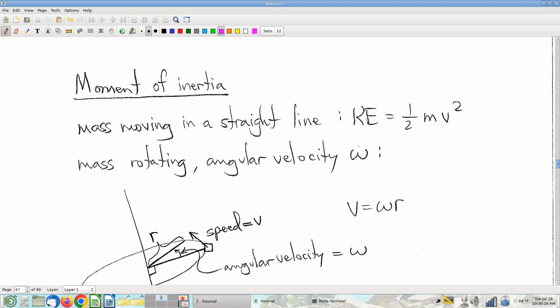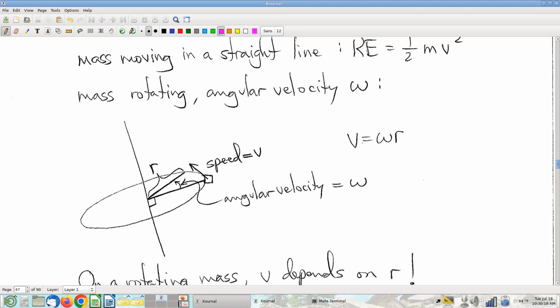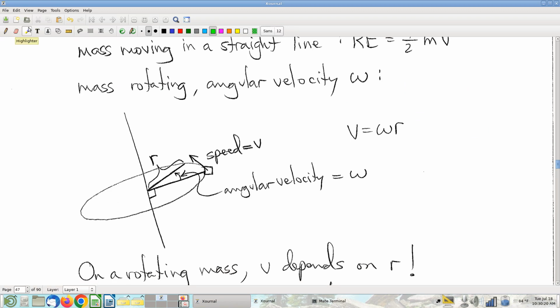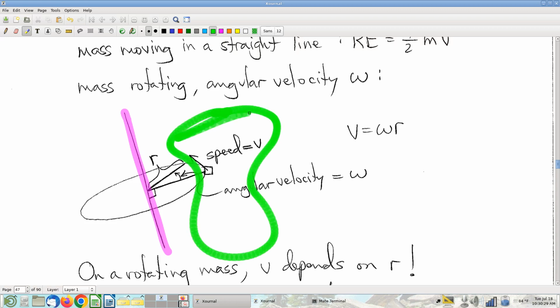Okay, now here's a harder problem. Let's suppose that we are not moving in a straight line. Let's suppose we are rotating around an axis. And in particular, let's suppose that I have a big blob here.